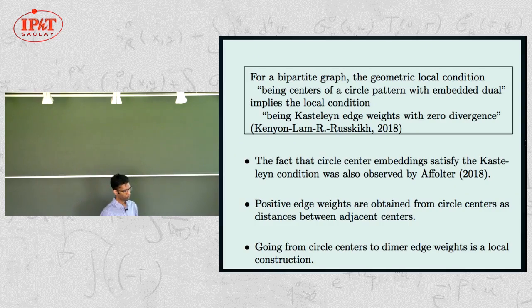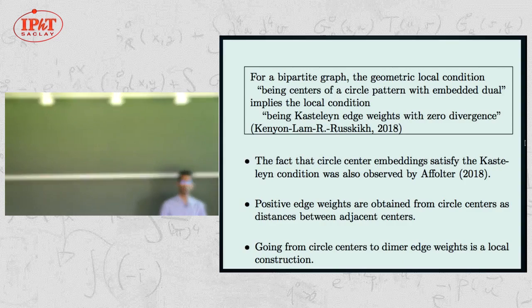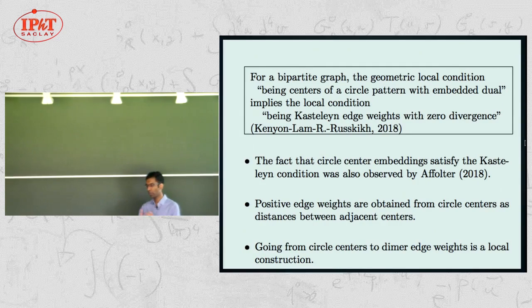by Niklas Affolter. So in the first part, I told you that the classical way of thinking about the diamond model was to have positive edge weights. So if you have, I told you how to get complex edge weights. If you want to have positive edge weights, then instead of taking the vector connecting 2 adjacent centers, you should just take the distance between the corresponding 2 adjacent centers. And this would give you the positive edge weight to put on your diamond graph. So this was the simple direction, how to go from circle centers to diamond edge weights. And this is the simple direction because it is a local construction. If you want to construct a diamond edge weight, you only need to know the position of the 2 centers around that edge.